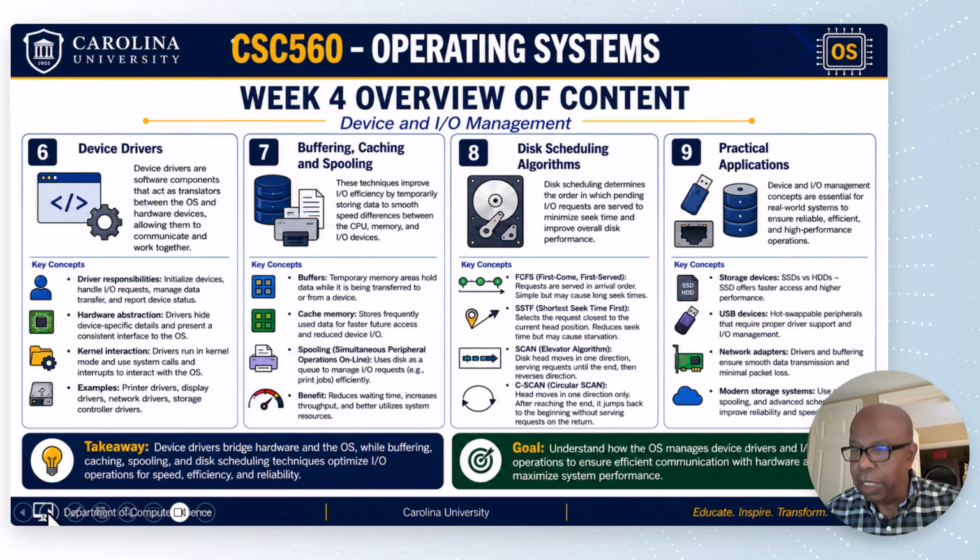Spooling, simultaneous peripheral operations online, uses disk as a queue to manage I/O requests. For example, print jobs. We'll spool the print for the print job. Notice that this spooling happens on its own. It is basically taking information from the operating system or from memory and making that available to the I/O device without any special processing by the central processing unit.